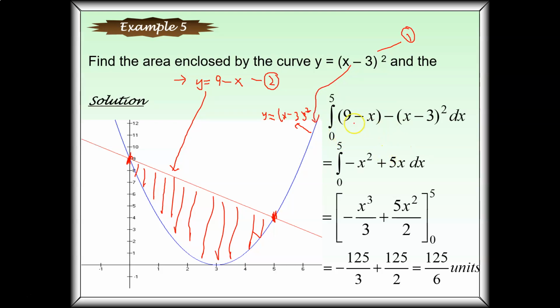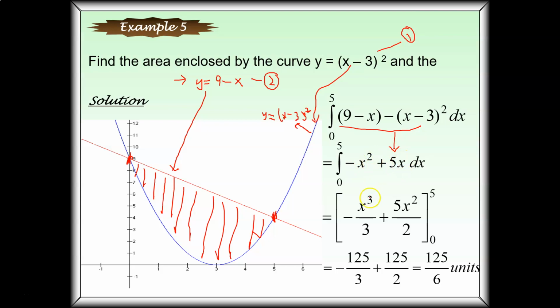So, you settlekan dulu. You buka bracket ni, you settlekan 9 minus x, then kembangkan dia, then you get this thing. So, integration from 0 to 5, negative x square plus 5x dx. Ini setelah you kembangkan. Solve this one first, then you get this. So, now you can integrate macam biasa.